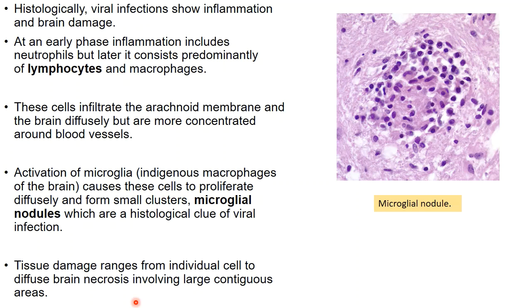As seen in the figure alongside, there is also formation of a characteristic microglial nodule. Activation of the microglia, that is, the indigenous macrophages of the brain, causes these cells to proliferate diffusely and form small clusters called the microglial nodules, which are the histological clue to any viral infection. Tissue damage ranges from individual cell damage to diffuse brain necrosis involving large contiguous areas.